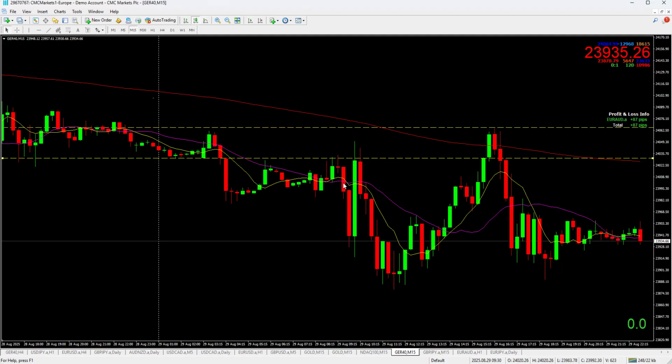This is not quite proper, because you can see the 8 is still above the 20. So you want to wait for it to cross below. It did cross below here and started going down. So fine, you are waiting for this candle to be taken out.